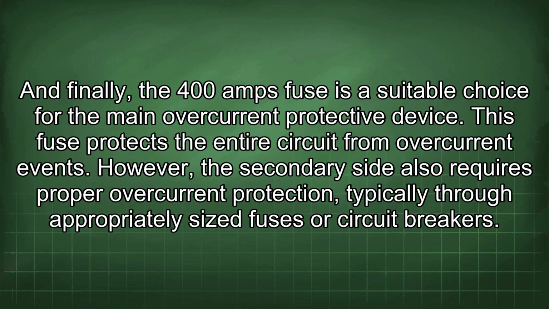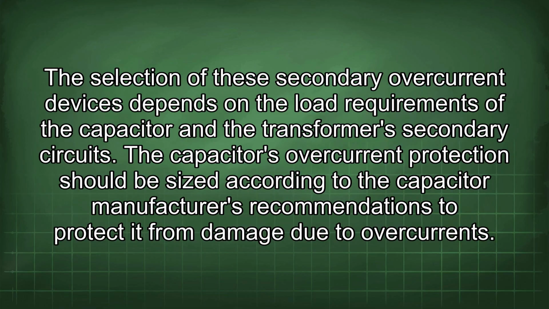And finally, the 400 amps fuse is a suitable choice for the main overcurrent protective device. This fuse protects the entire circuit from overcurrent events. However, the secondary side also requires proper overcurrent protection, typically through appropriately sized fuses or circuit breakers. The selection of these secondary overcurrent devices depends on the load requirements of the capacitor and the transformer's secondary circuits.